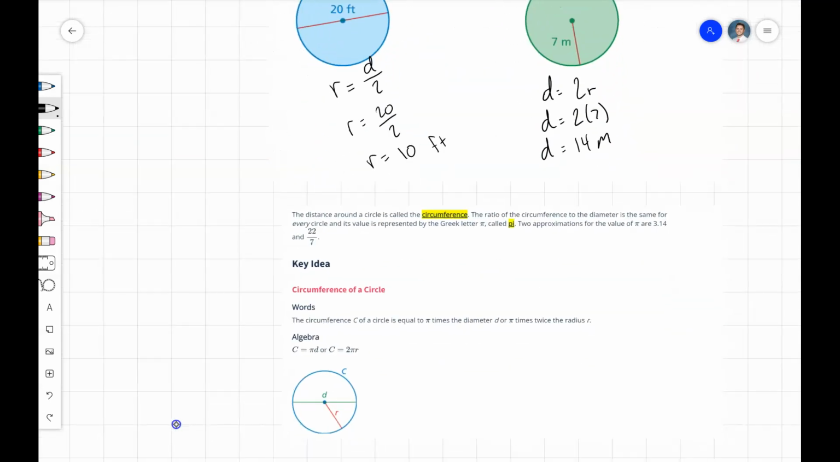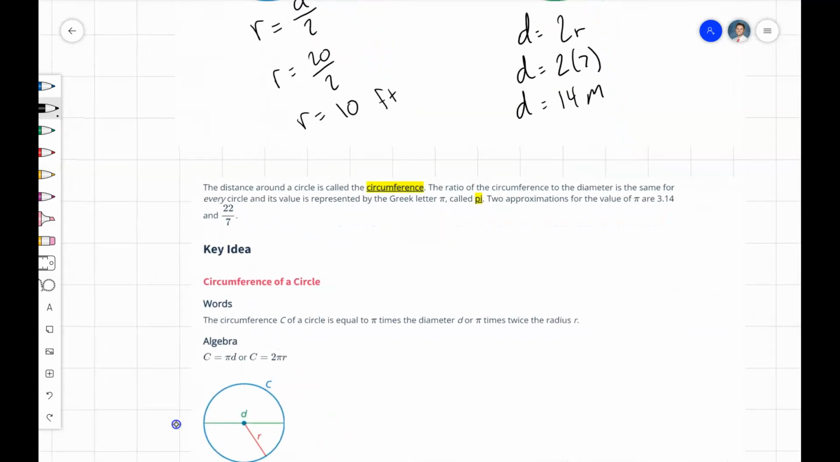All right, now our next vocabulary word is the circumference. The distance around a circle is the circumference. You could think of that as the perimeter of a circle, but we call it the circumference. The ratio of the circumference to the diameter is the same for every circle, and its value is represented by the Greek letter pi. Two different approximations that we can use for the value of pi: since pi is an irrational number, its decimal just keeps on going and going. So we can either use 3.14 for a rough estimate, or we can use the improper fraction 22/7. Both of these are commonly used as approximations of pi.